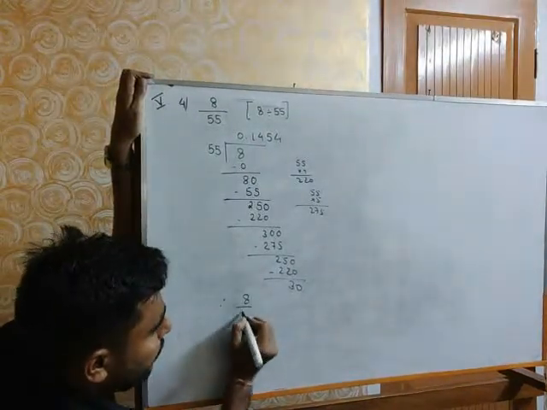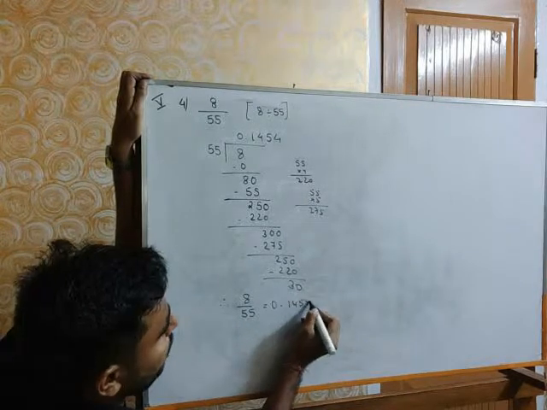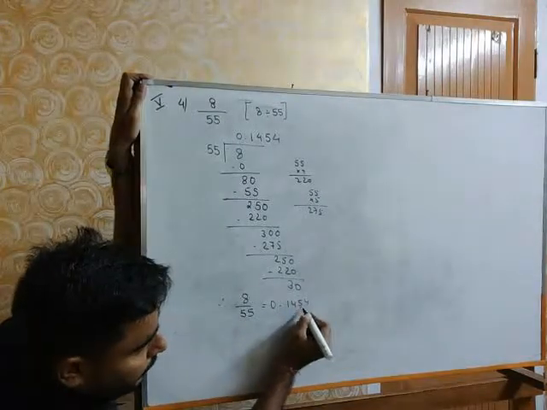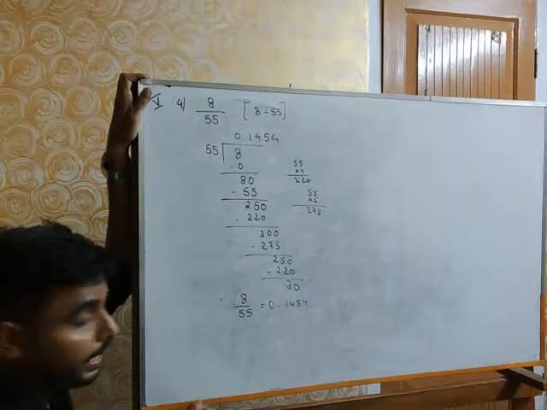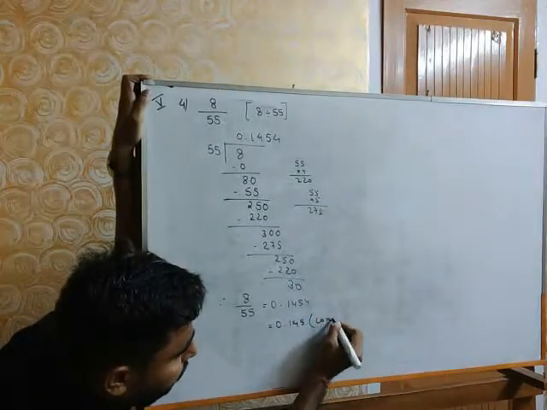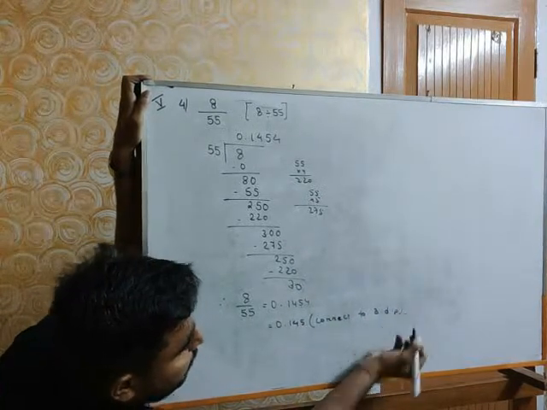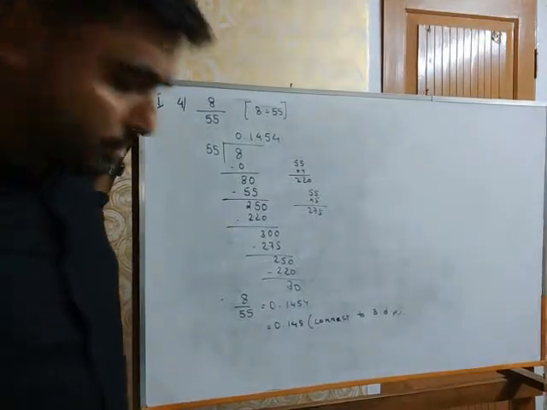Therefore, 8 by 55 is equal to 0.1454. Now let's move to the third place. First, second, third. The third digit is 4 or lower, so nothing will be added, and it will be 0.145, correct to 3 decimal places. Clear everyone? Any doubt?